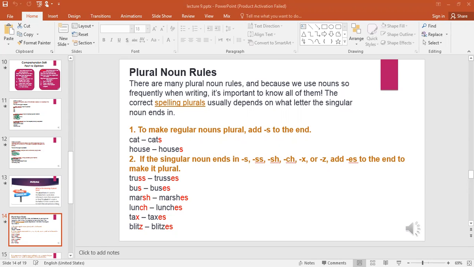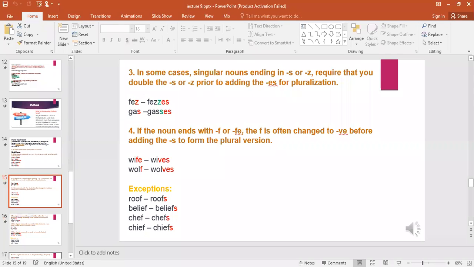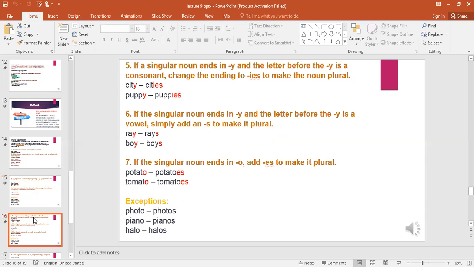All of these follow one rule, which is nouns that have special endings. Now we move to nouns that end with z or s. These nouns also require you to double the s or the z and then add es. If the noun ends with f or fe, then you have to change f into ve and then add s, like wife and wives. And as I always tell you, we always have exceptions in spelling. Like for example, roof, roofs, belief, beliefs. These stay the same. These are called exceptions.